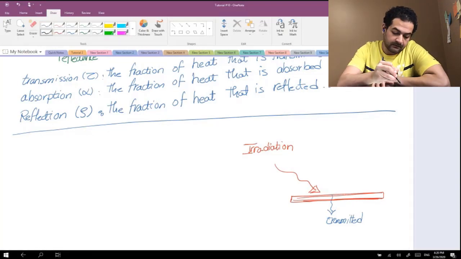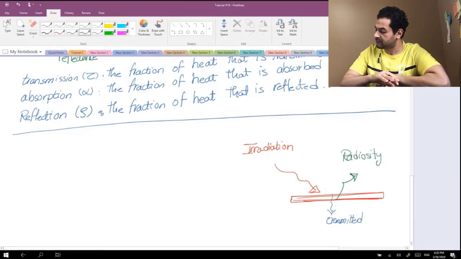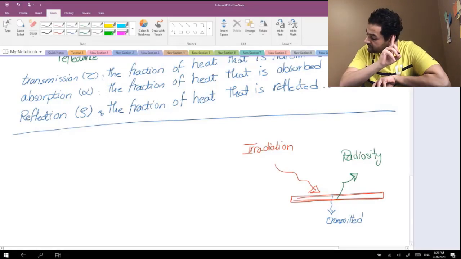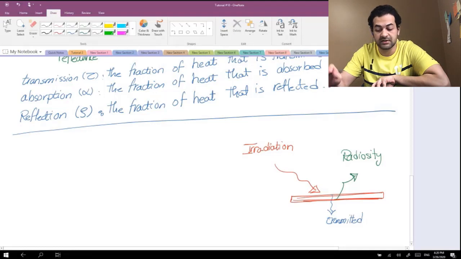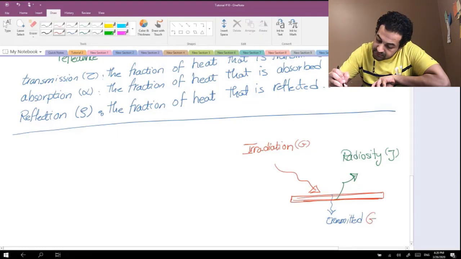So we call something called radiosity. Radiosity is basically any kind of energy that is leaving the surface. So we have different kinds of energy leaving. Radiosity we call it J, all right, and irradiation, as I told you, is G. Transmitted is G, or this way, G transmission, right?